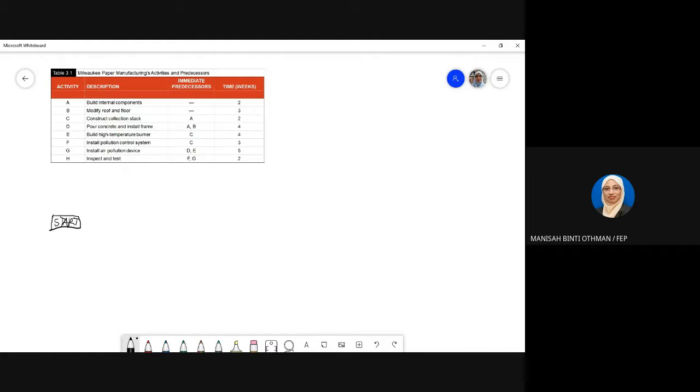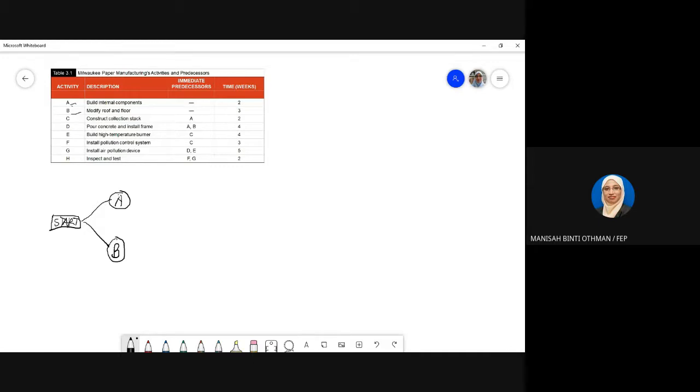Which activity? A and B. Why? Because they don't have an immediate predecessor. It means that you can start A and B immediately. In the network we will use nodes to represent activities. Okay, A and B.